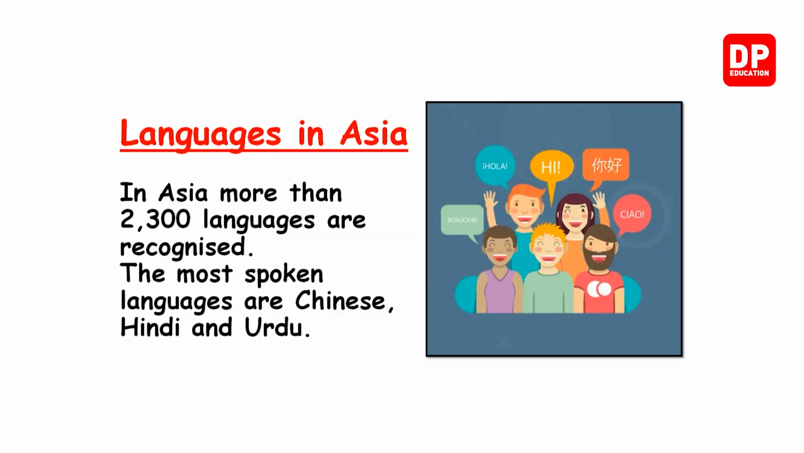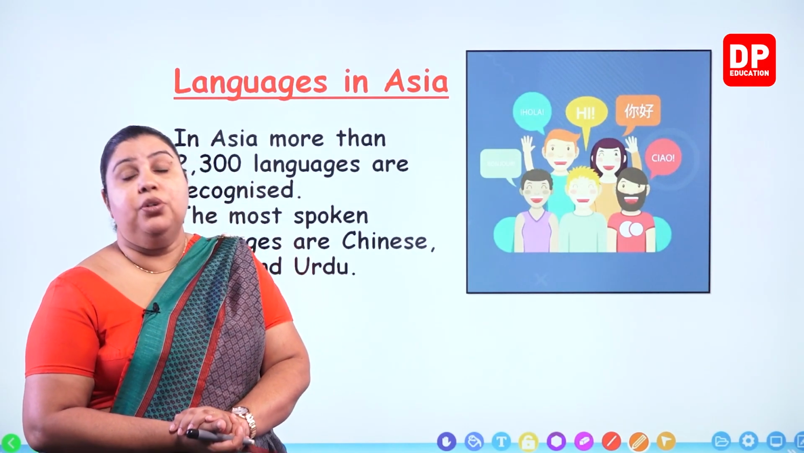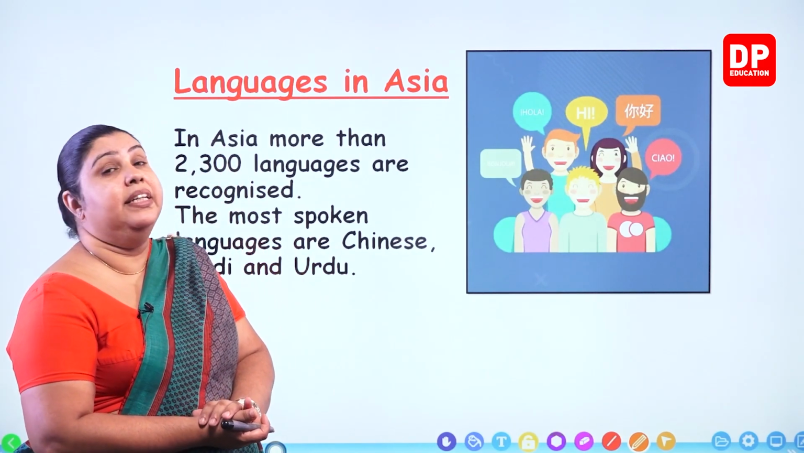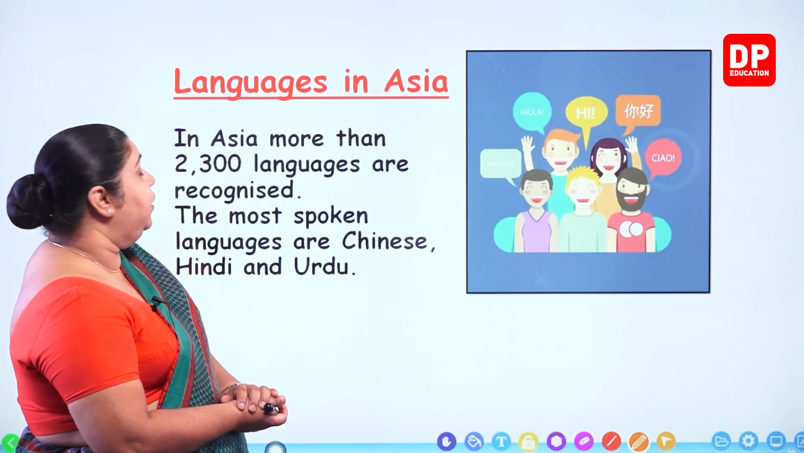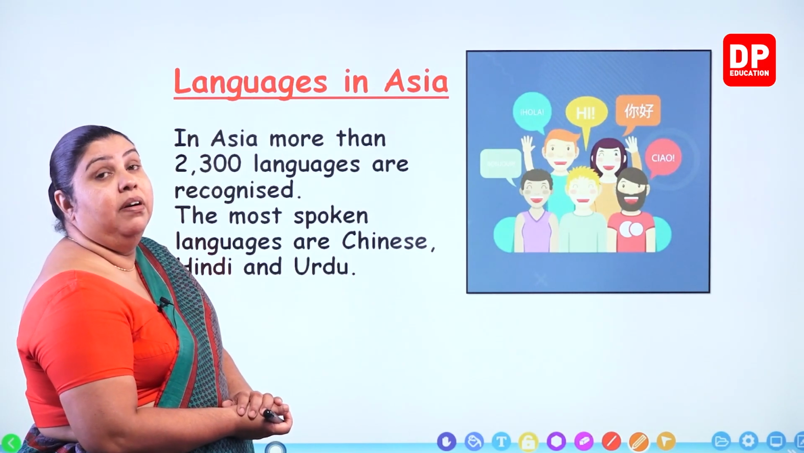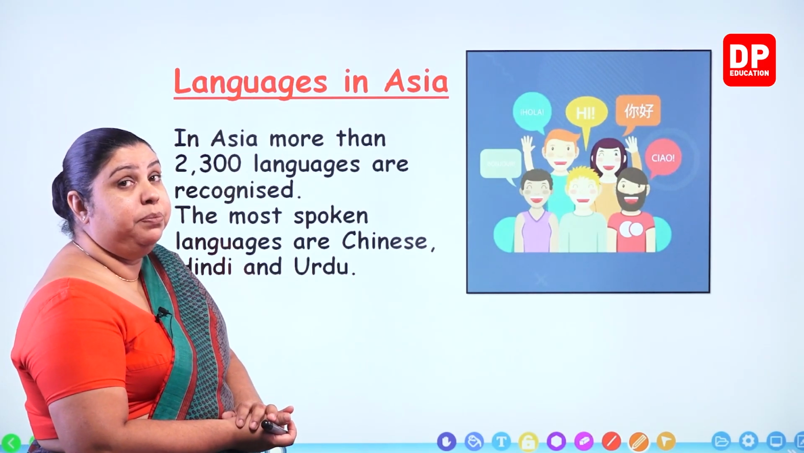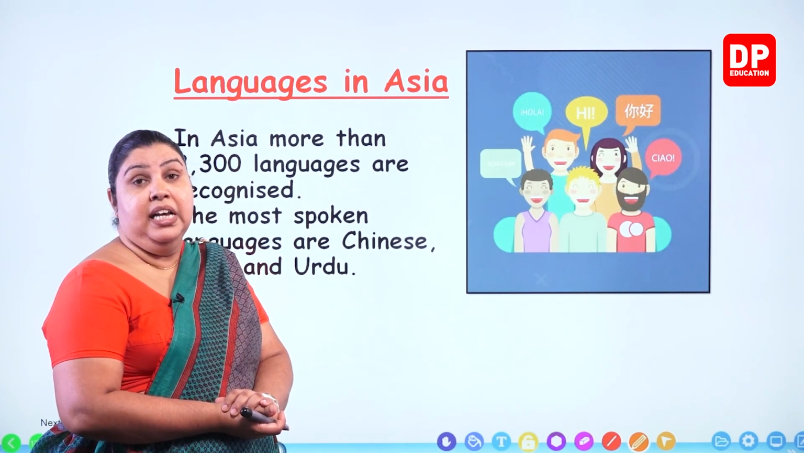Then languages in Asia. මොනවද පුතේ මේ ආසියානු මහද්වීපයේ, in the Asian continent, what are the languages that the people speak? In Asia, more than 2,300 languages are recognized. භාෂාවන් කීයක් විතර පාවිච්චි වෙනවද පුතේ මේ continent එකේ? 2,300 languages.